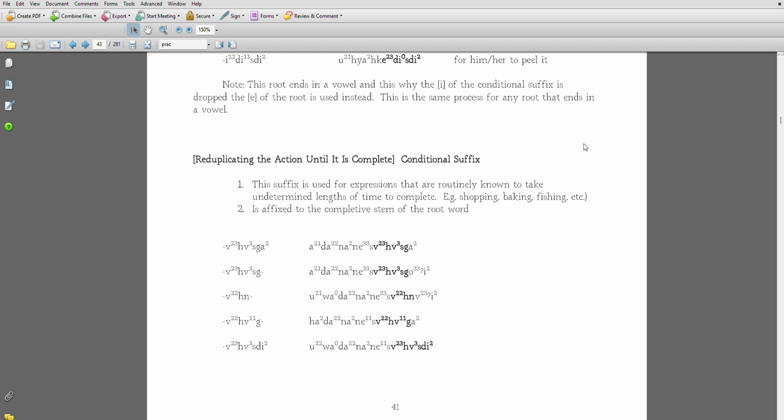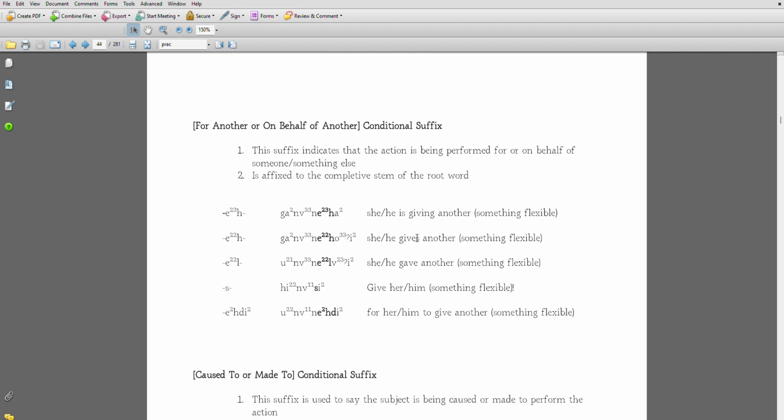Adanane sahaska. Shopping. Adanane sahaskoi. He or she shops. Udanane sanai. He or she shopped. Hadanane sahaga. Shop. And udanane sahasti. For him or her to shop.